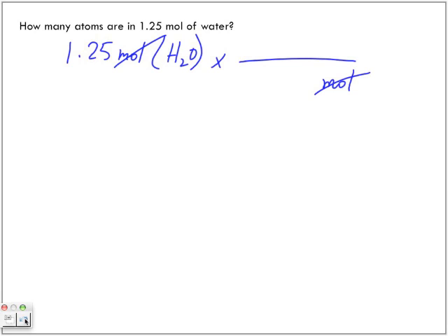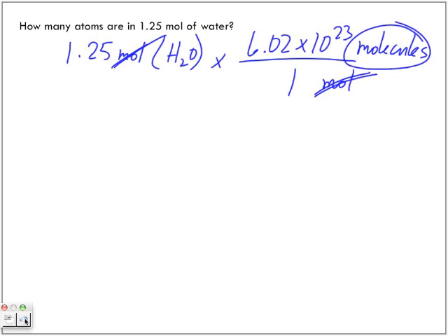No, it's a molecule. So technically we're looking at 1 mole being equivalent to 6.02 times 10 to the power of 23, not atoms, but molecules. So now we are going to get how many molecules are in 1.25 moles. When we've canceled out mole, our answer will give us molecules. But we're trying to find out atoms. How many atoms are there in 1 molecule of water? 2 hydrogen, 1 oxygen. So there's a total of 3 atoms.